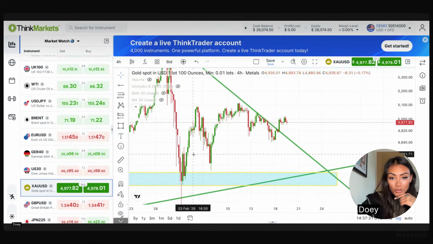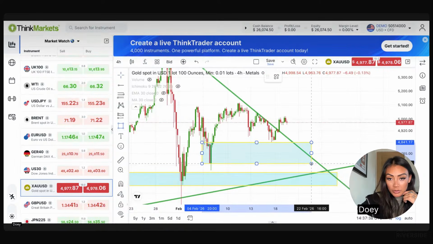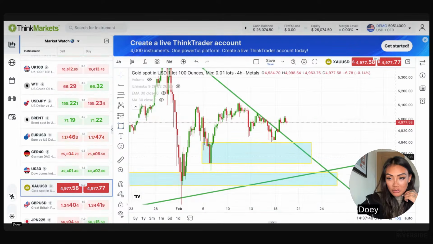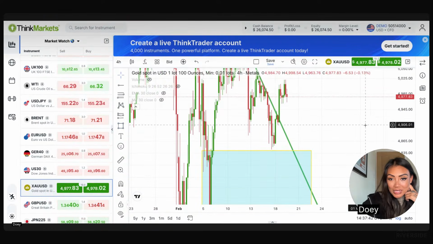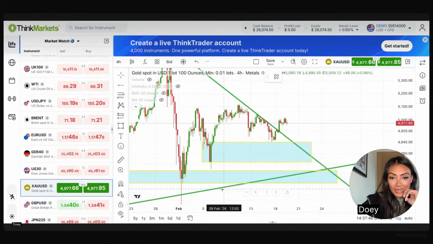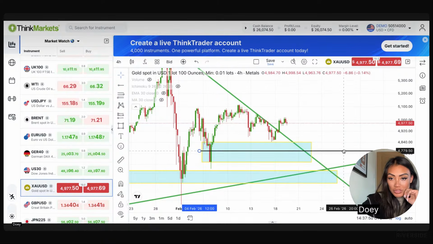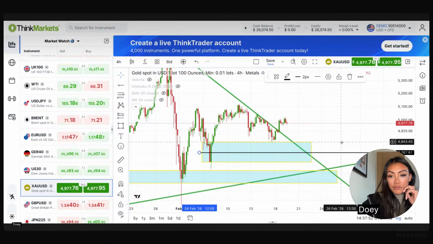Okay, and now we have this area here. It's quite big. We haven't exactly tapped into it yet. It's a very big area. So again, I would be looking to buy more from around the 50% area here.